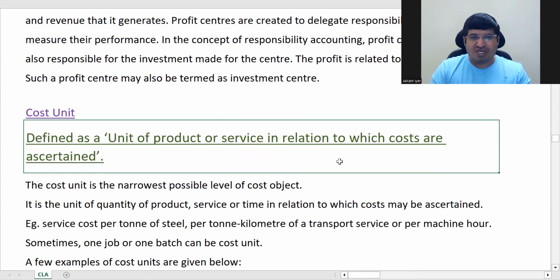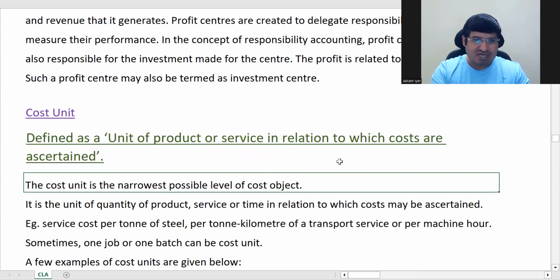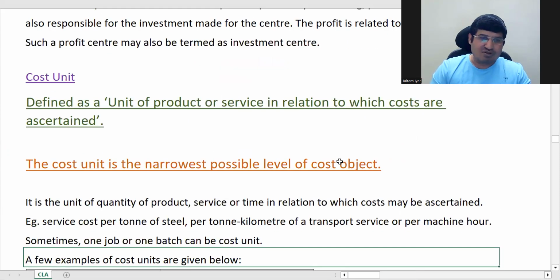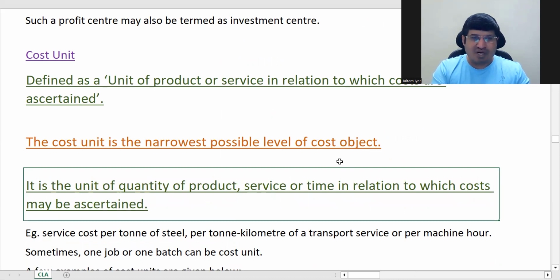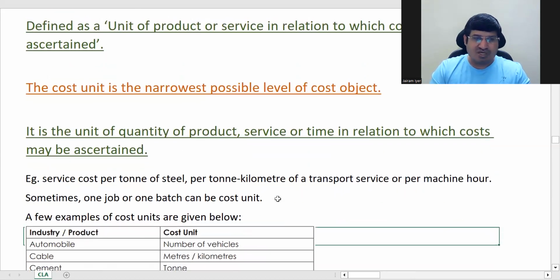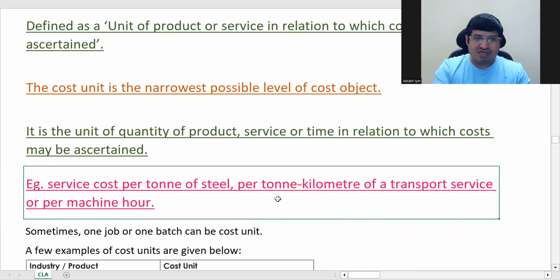So the unit of product or service in relation to which costs are ascertained. It's the narrowest possible level of cost object. It is a unit of quantity of product, service, or time in relation to which cost may be ascertained. In bricks, what we saw is quantity of product. Similarly, you can do it for service also. So here are some examples. Cost per ton of steel: in the steel industry, they collect cost for 1 ton.